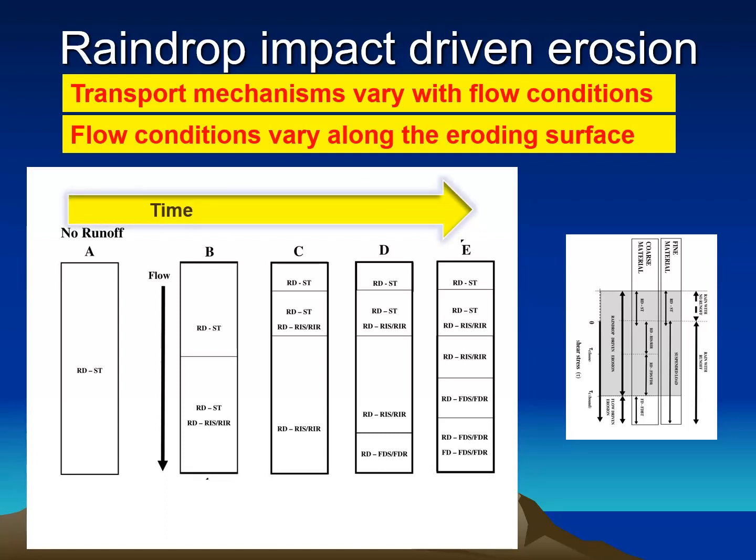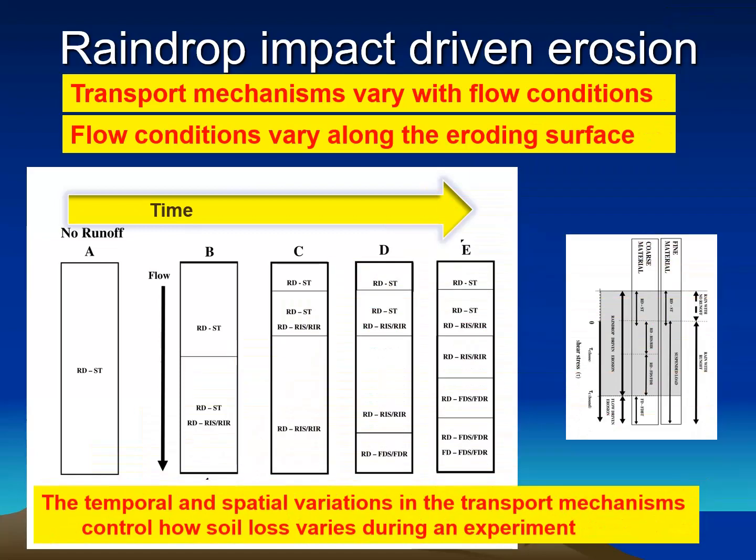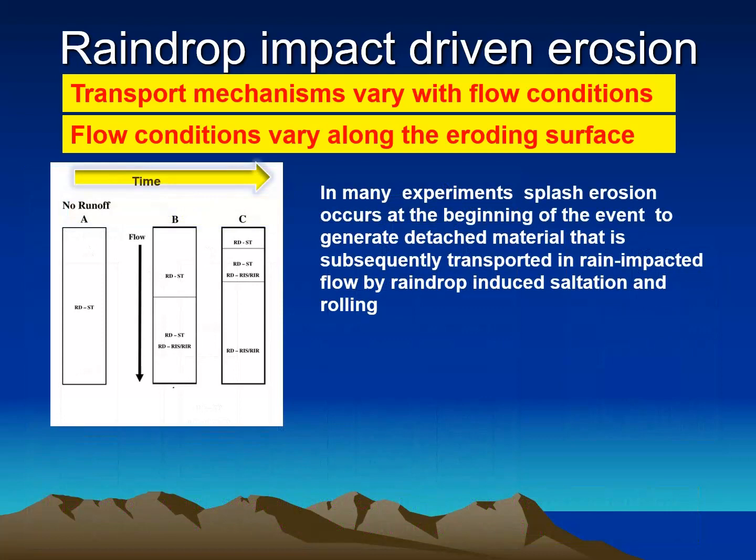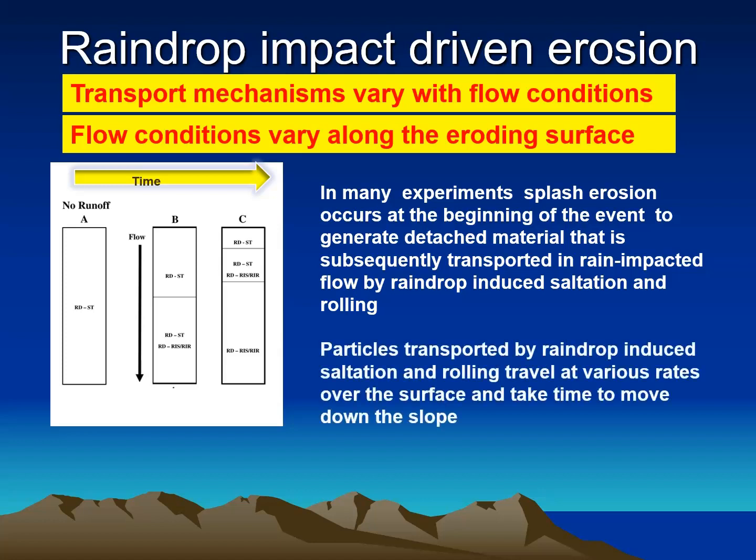and time, and the temporal and spatial variation in transport mechanisms control how soil loss varies during an experiment. In many experiments, splash erosion occurs at the beginning of an event to generate detached material that is subsequently transported by rain-impacted flows by raindrop-induced saltation and rolling.